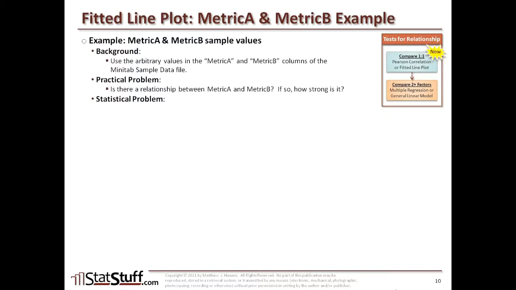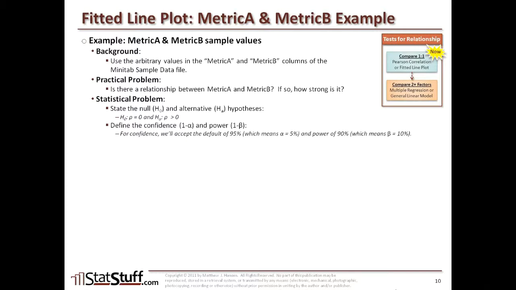Our statistical problem, we're going to translate that into stating first the null and alternative hypotheses, where the null hypothesis is that the population correlation is equal to 0, indicating that there is no correlation between the factors. And the alternative is that there is some sort of relationship, that is, the correlation is greater than 0. We're also going to define the confidence and power levels, where we'll use the defaults: 95% as our confidence level and a power level of 90%.